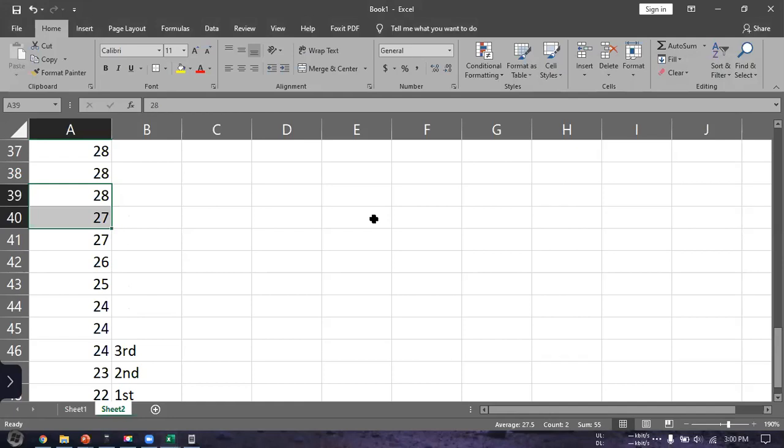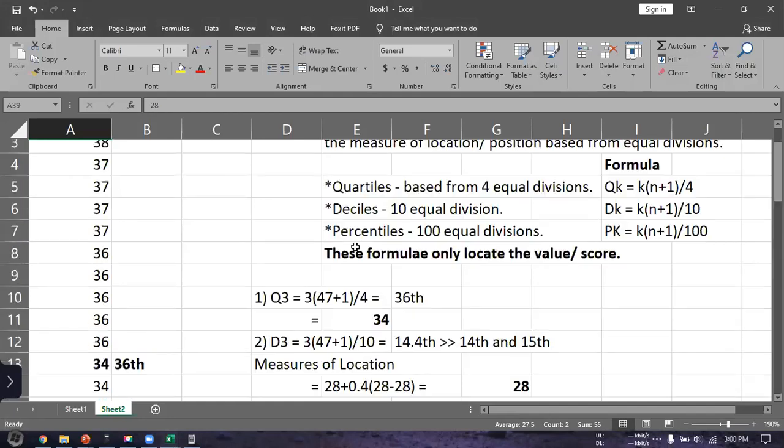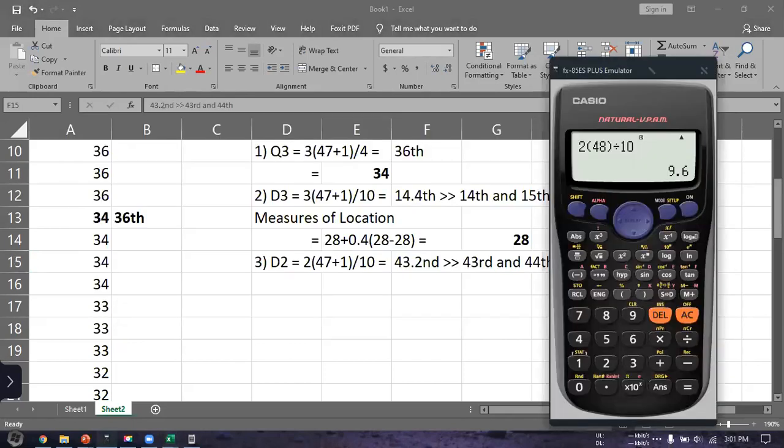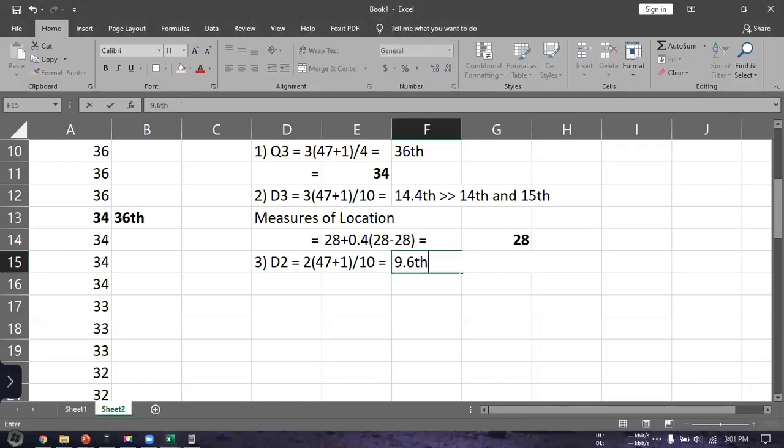Let's try the second decile. This is only to show you the process. Mas maganda kasi kung magkaiba yung value. So we have second decile. What again is the location? Okay. It's the location, 9.6. So we'll be using the 9th item and the 10th item.